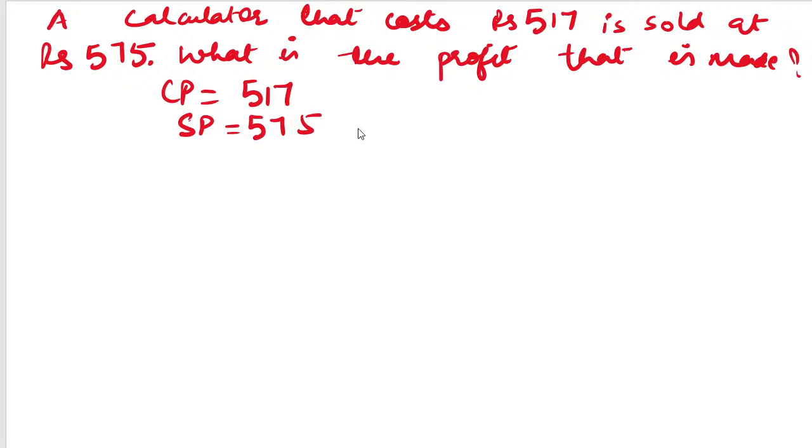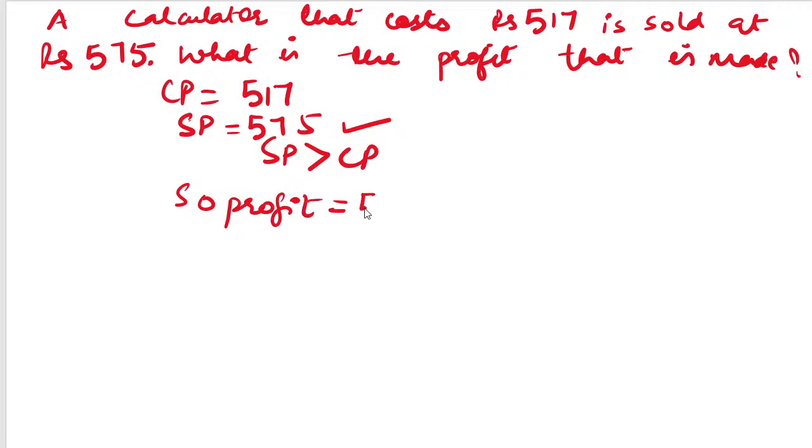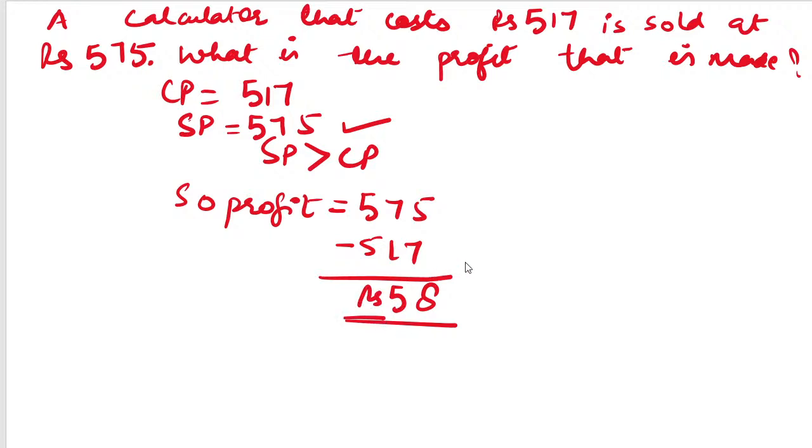So we know that here SP is more than CP. So here is the profit. Okay, so profit equals 575 minus 517, and we got the answer 58. Yes, so this is rupees 58. So that's how you can do some problem sums.